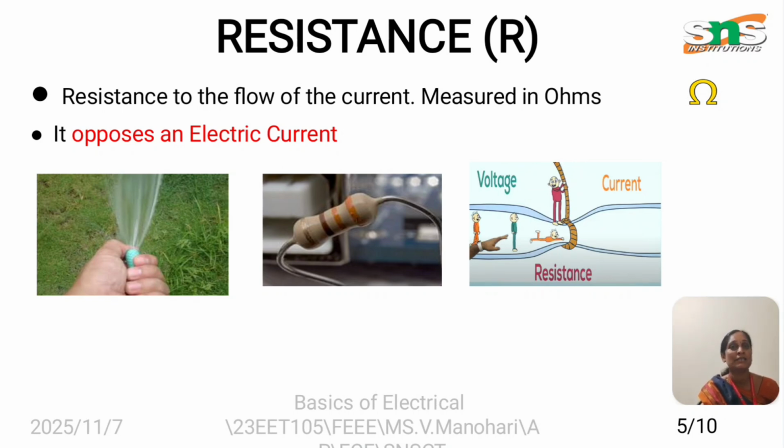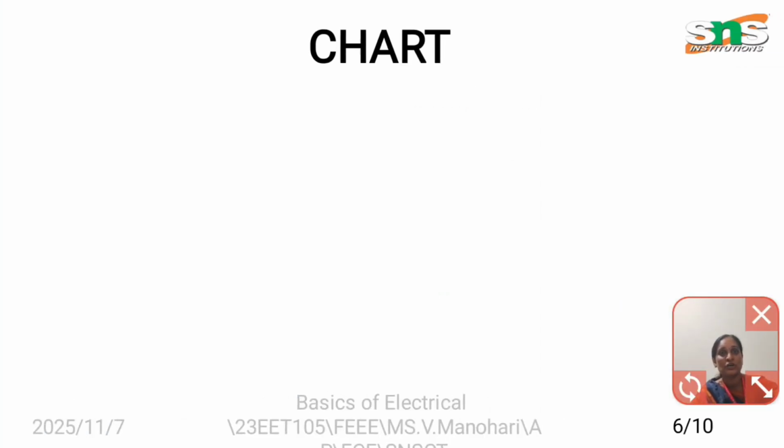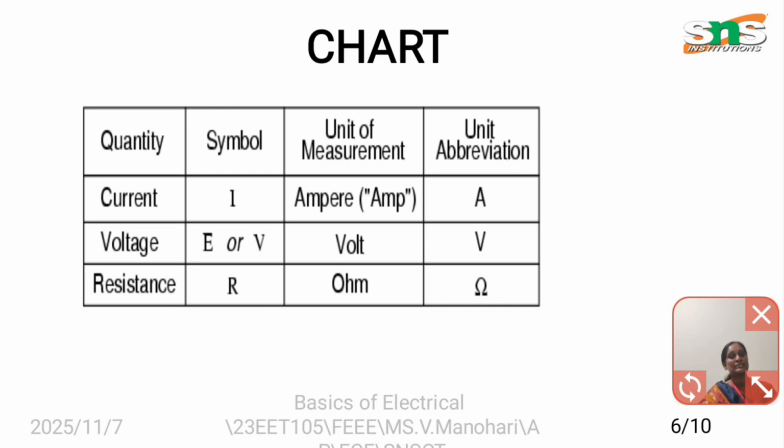All materials have some resistance value. For example, copper has a low resistance, rubber has a high resistance value. If it is a low resistance value, the flow of electrons happens easily. If it is a high resistance value, it opposes the flow of electrons. This chart gives the relationship between the voltage, current and then resistance value.